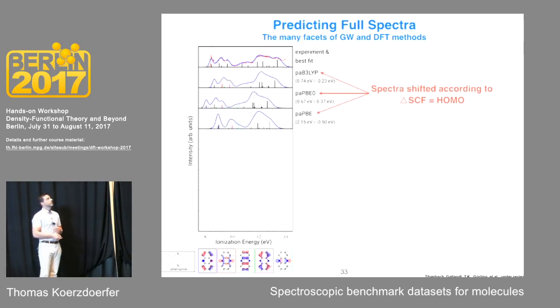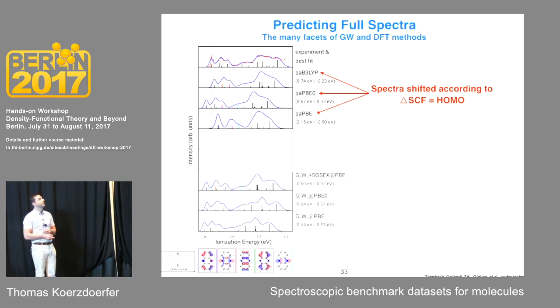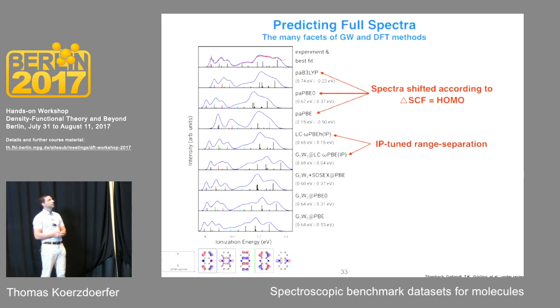And then we did all sorts of things. We did several DFT calculations where the HOMO was shifted according to the delta SCF. We call it a potential adjusted approach. We did all sorts of GW, also GW plus SOSX, which is a correction to GW. And we did the long-range corrected hybrids and GW on top of long-range corrected hybrids. And we did all sorts of analysis trying to take the difference between the optimal fit here and the different spectra. These are these numbers here, the first numbers in these brackets.